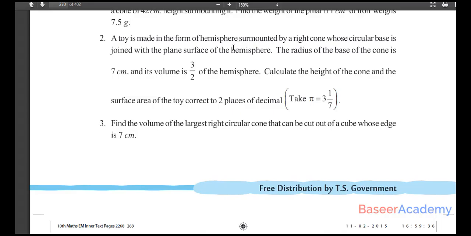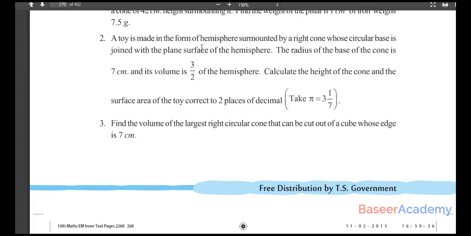So a toy is made in the form of a hemisphere surmounted by a right cone. So there is a hemisphere, and above the hemisphere you have a cone. The radius of the base of the cone is 7 centimeter and its volume is 3 by 2 of the hemisphere. So it's given here, the volume of the cone is how much?